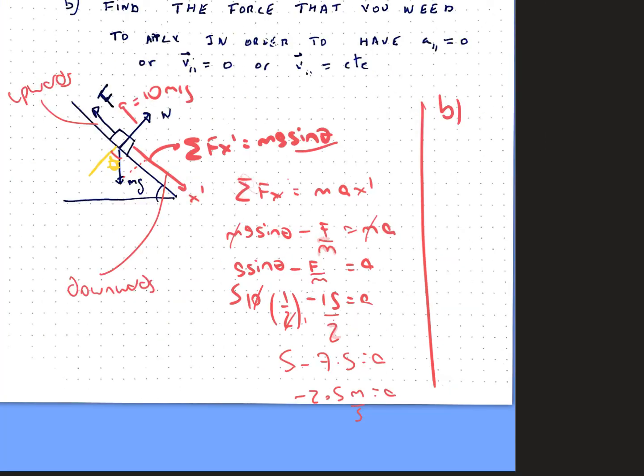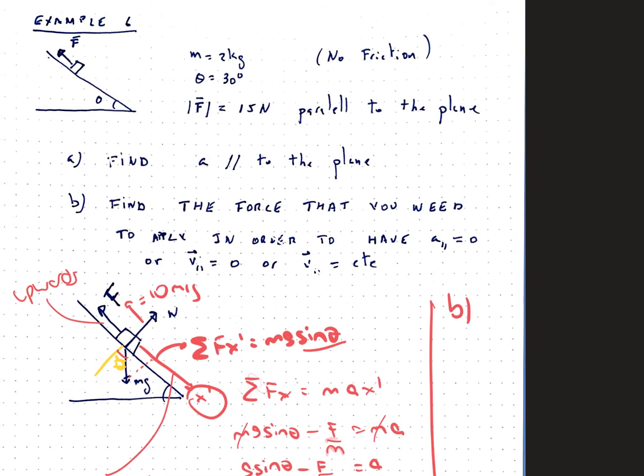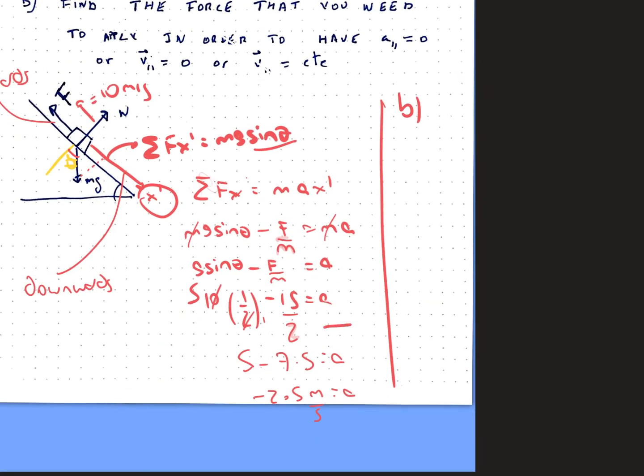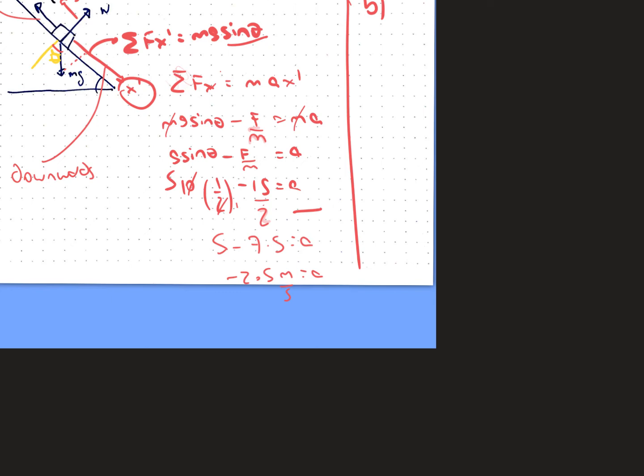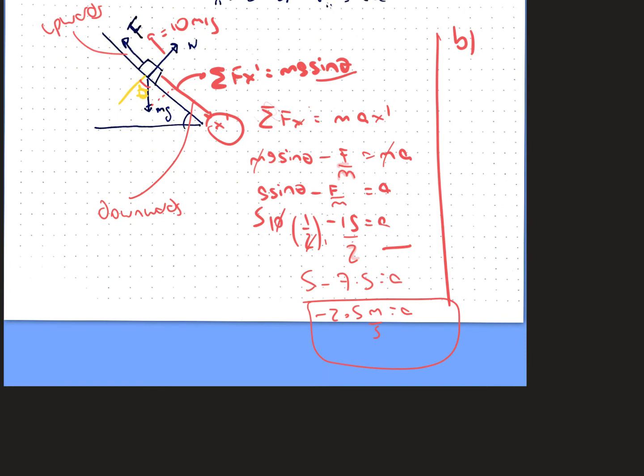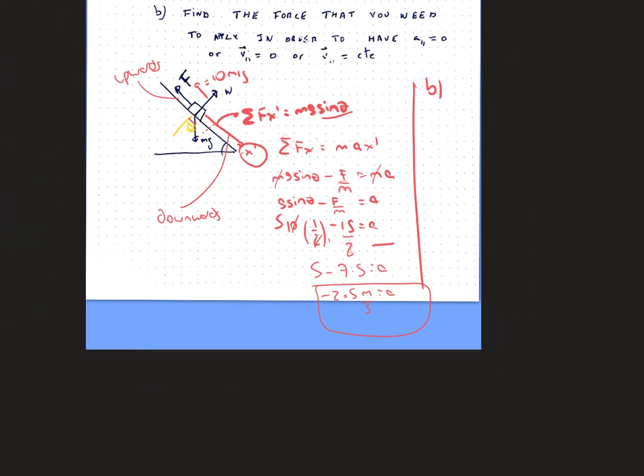Then we would just have to set up the equation. The sum of all the forces in x equals mass times acceleration x prime, this right here. Then we can cancel out the m's. We already know that m equals 2. So we plug in values, we do the rest, and we get negative 2.5 meters per second squared. It's going to be negative because we chose the negative direction to be upwards and the positive downwards.